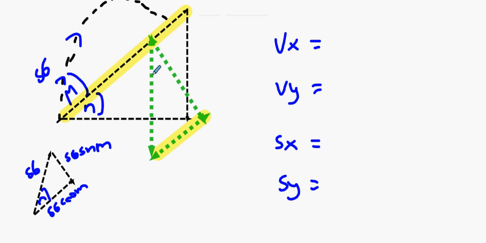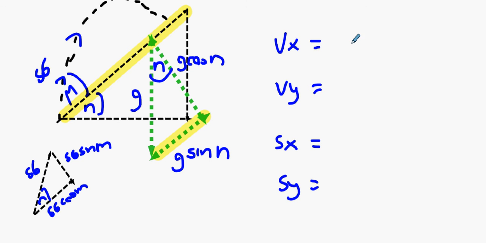What angle is this in here? It's always the same as the wedge angle, okay? What is the hypotenuse of this triangle? G. So what is the adjacent of this triangle? G cos n. What is the opposite of this triangle? G sine n. Cool.